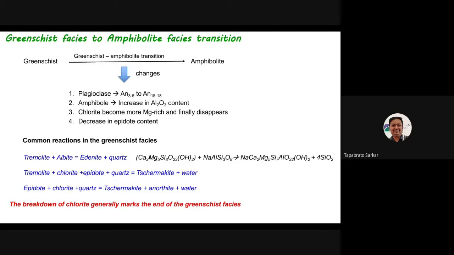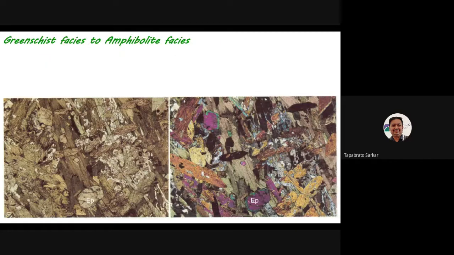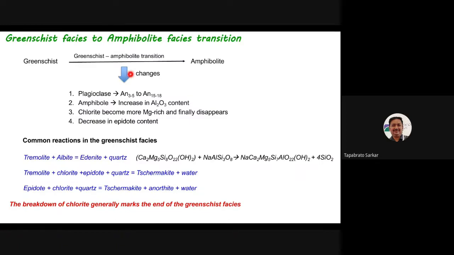Okay. So when we move from the greenschist facies to the amphibolite facies, these are the summary of the changes. The plagioclase moves from low anorthite content to anorthite 15 to 18. This is what we call the peristerite jump.